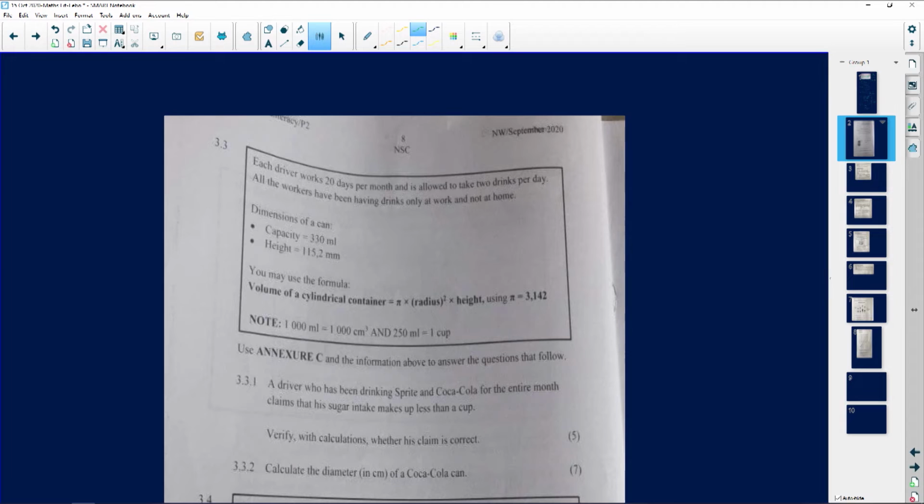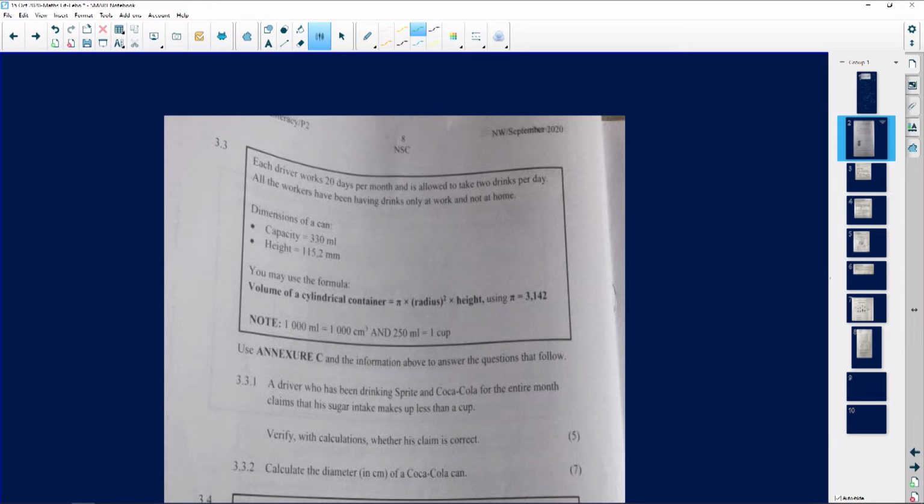So it says to us, each driver works 20 days per month and is allowed to take 2 drinks per day. So 20 days a month, 2 drinks a day. Already there, I can see what's going on. All the workers have been having drinks only at work and not at home. Some companies have that policy.